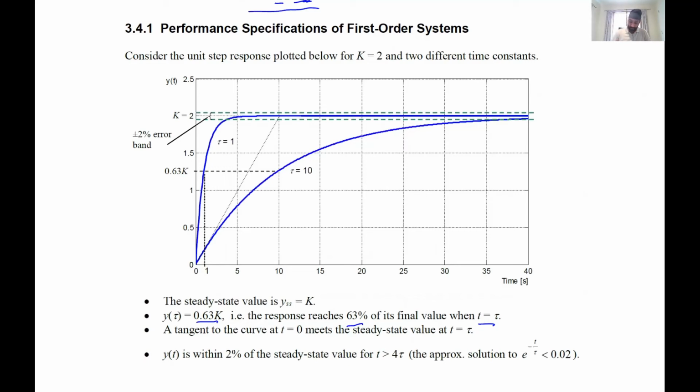If we draw a tangent to the response curve at time t equal to 0, we find that this tangent intersects the horizontal line at the steady state value at time t equal to tau.